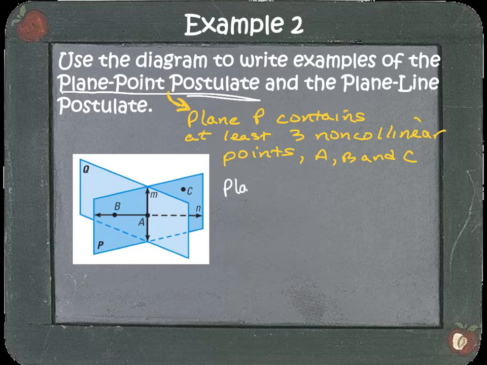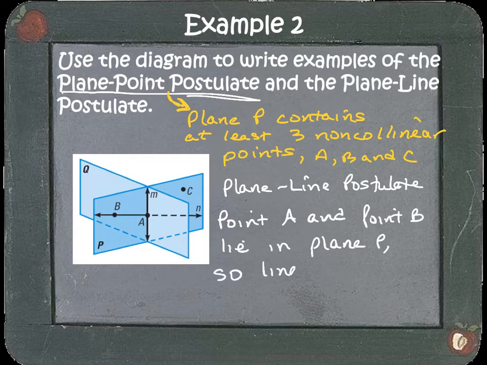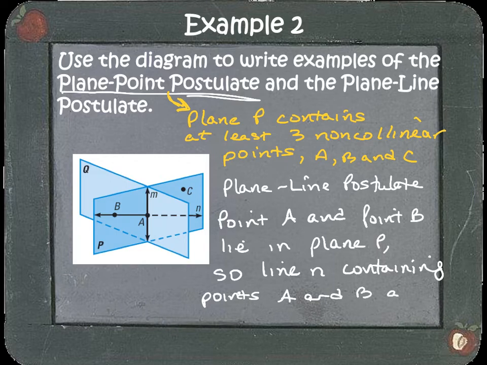And we're going to say that the plane line postulate for this picture is we could say that point A and point B lie in plane P. So line N containing points A and B also lies in plane P.